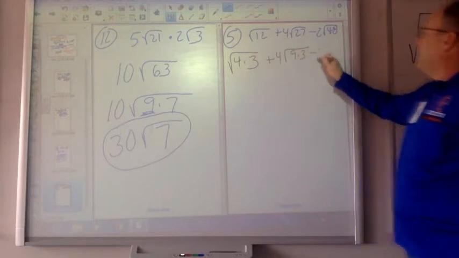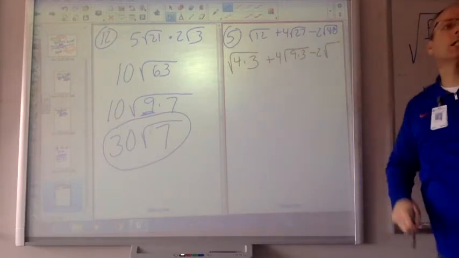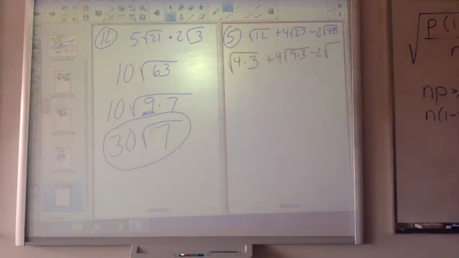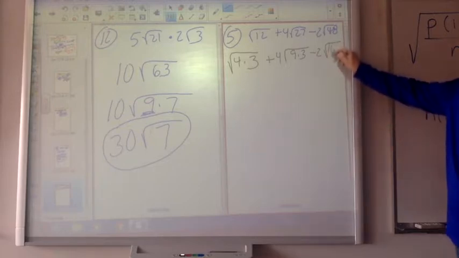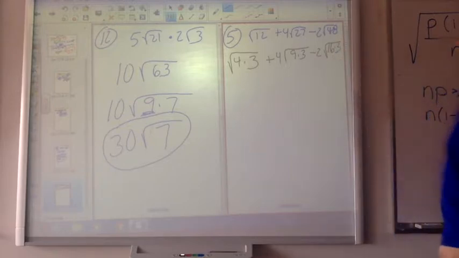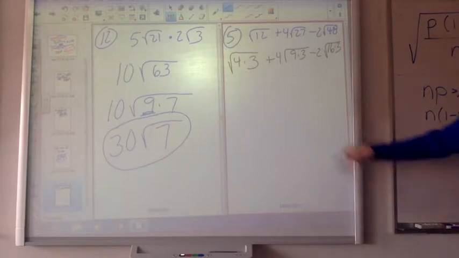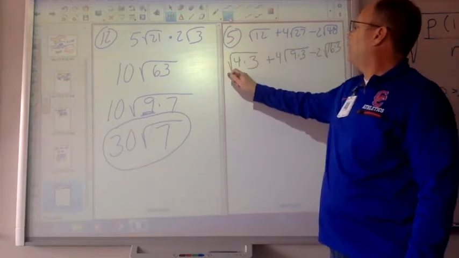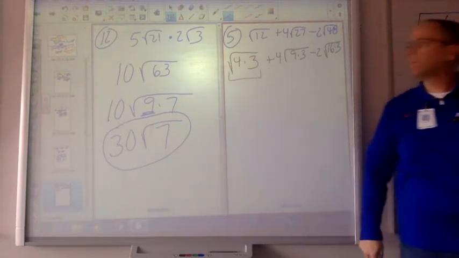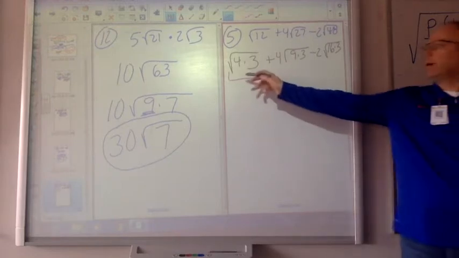And then what about 48? 16 times 3? Yeah. Is that all right? Everybody okay with all those? Okay. So what will this become? What would this become right here?